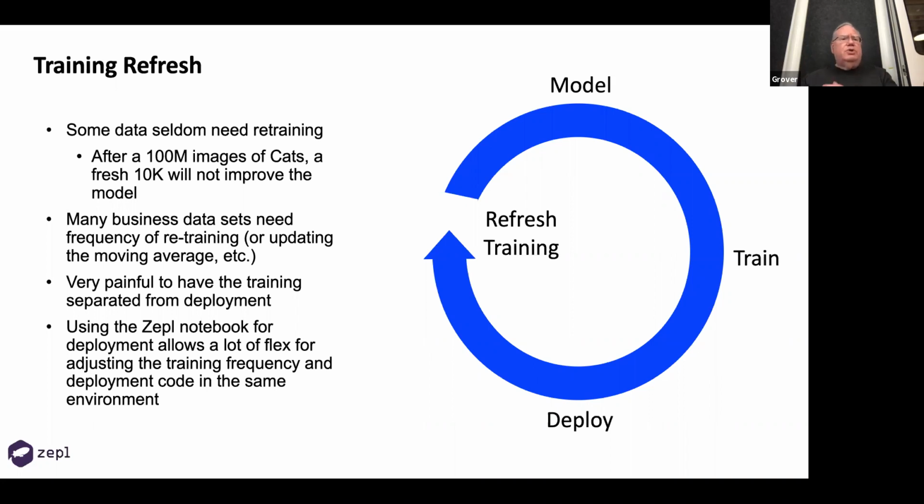Of course, it depends on what your models are. Some data sets don't need much retraining. I gave the example here, and I'll use it again in a minute. If you've trained a model on 100 million images of cats, cats aren't changing very much over time. And so you don't have to retrain the cat image model that much. You may have to occasionally throw in some more pictures of not cats so that you can retrain. But in general, once you've trained on 100 million images of cats and given it 100 million images of not cats, you don't have to retrain that model.